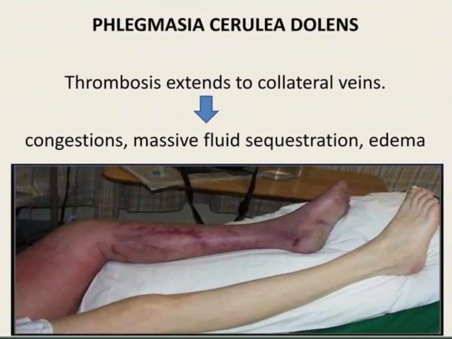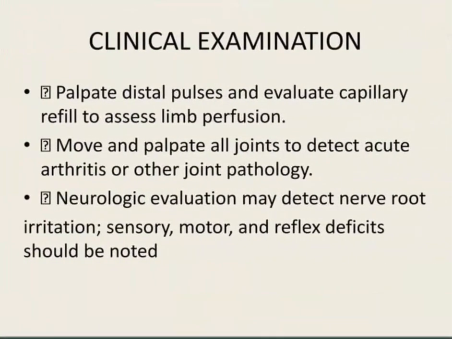Okay, then we have phlegmasia cerulea dolens, which spreads to the collateral vessels and causes massive fluid sequestration and edema and congestion. Okay, so you can imagine there's now an effect on the oncotic pressure there, and all those things happening there, because it's now spreading to the collateral vessels.